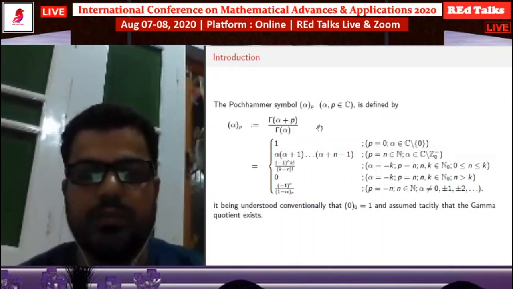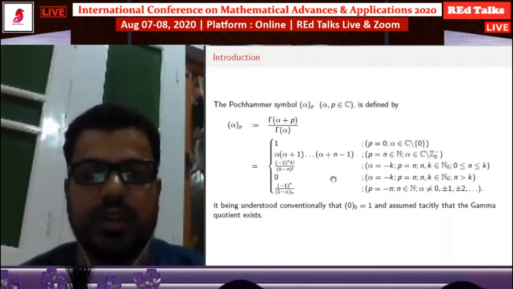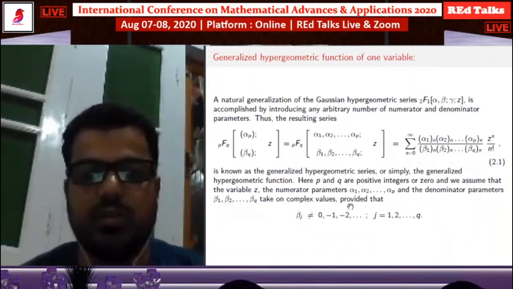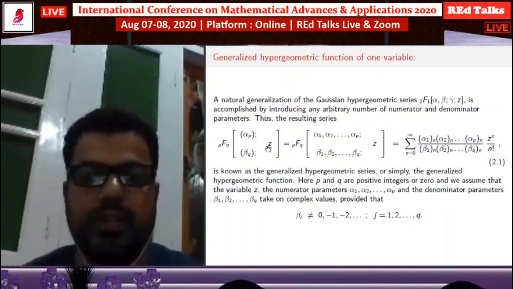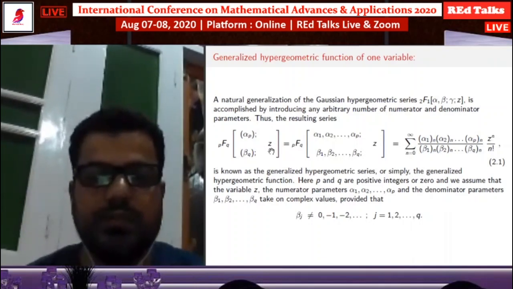We used the Pochhammer symbol, which is the basic and general definition given as. All the four cases are here. It being understood conventionally that 0 of 0 is equal to 1 and assuming technically that the gamma quotient exists. Further, this is the generalized hypergeometric function of one variable, as there is a need of this generalization in our paper. So we have added this generalization.